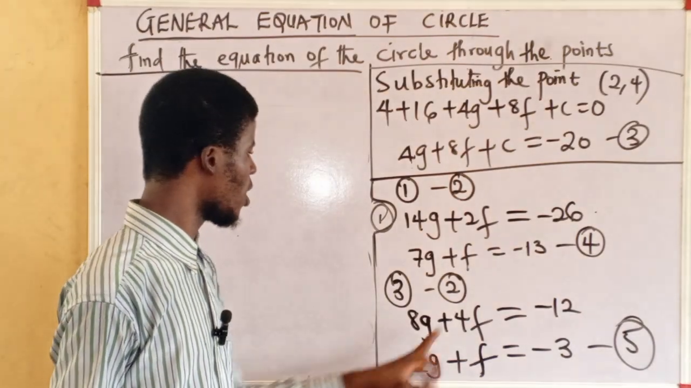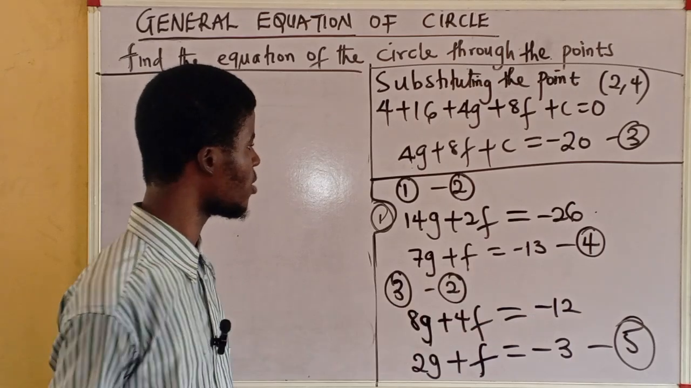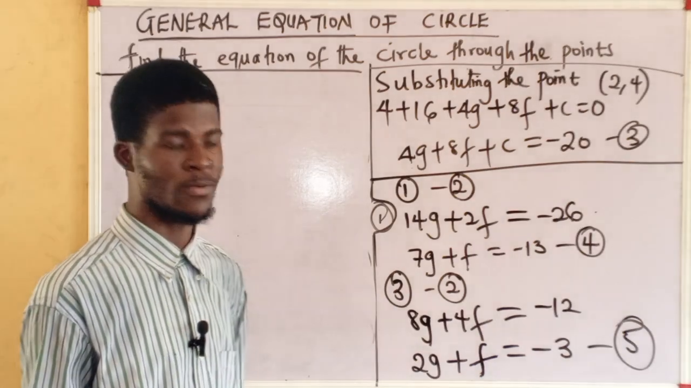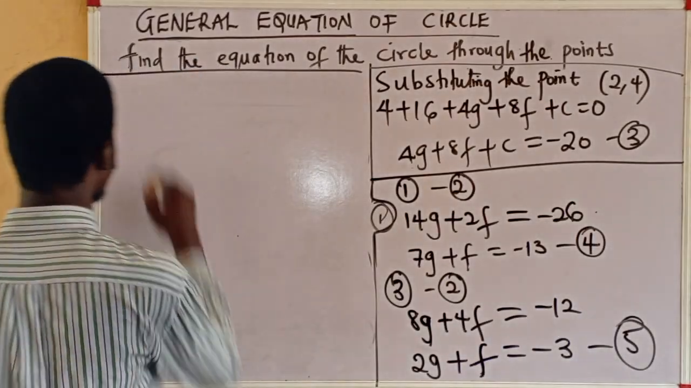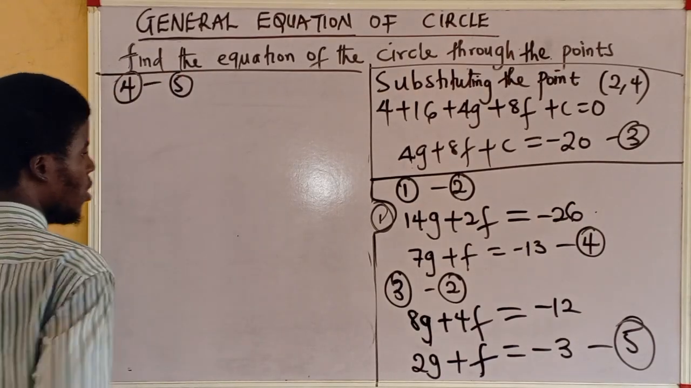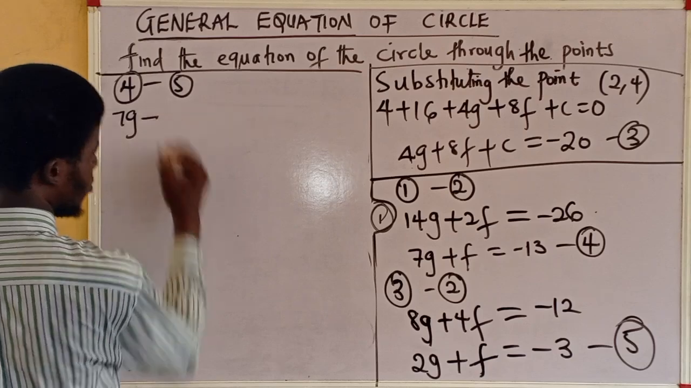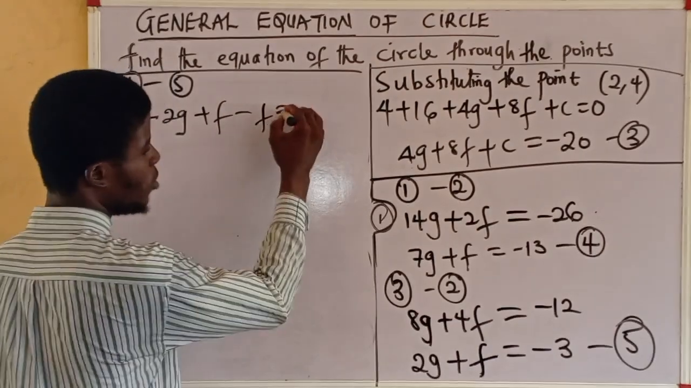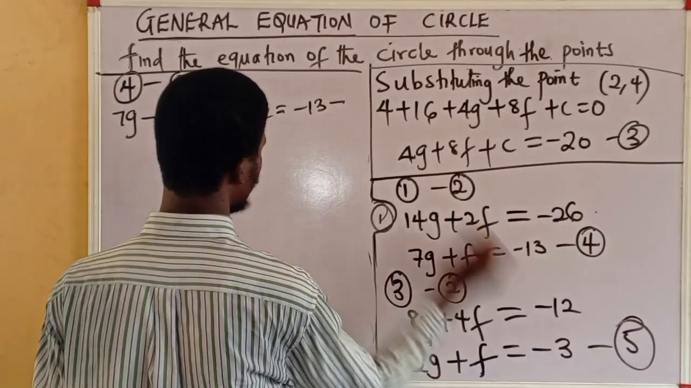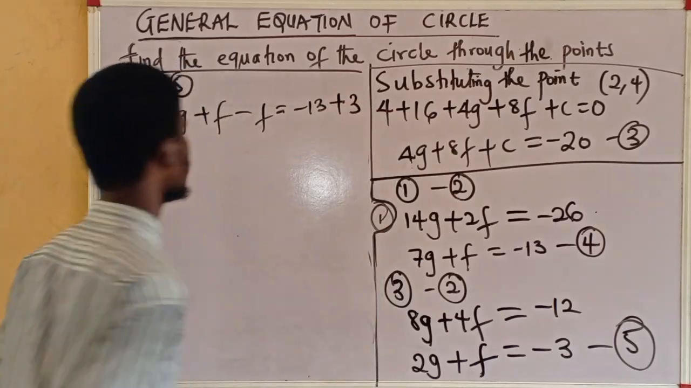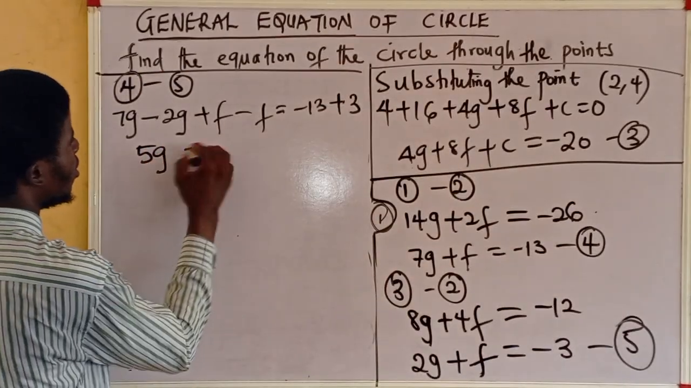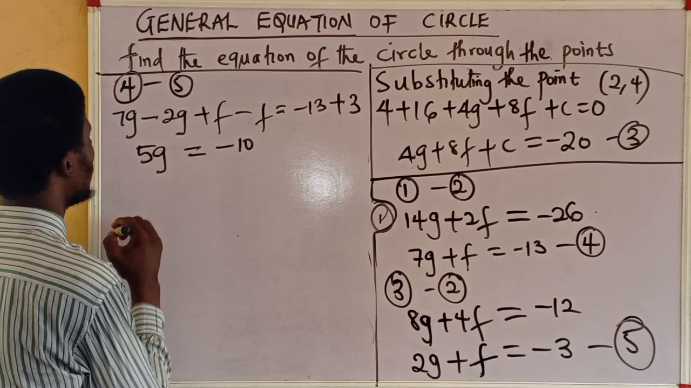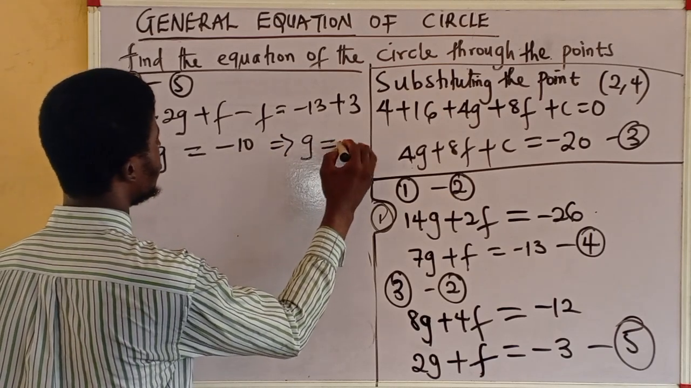Looking at equations 4 and 5, we can easily solve by elimination. That's the method of elimination. f can easily be eliminated if we just subtract equation 4 from 5, or subtract equation 5 from 4. So let's say equation 4 minus 5. Subtracting 5 from 4, we have 7g minus 2g, plus f minus f, equal to minus 13 minus 3, which actually gives us plus 3. So this is 5g equal to minus 10. Minus 13 plus 3 is minus 10. If I divide both sides by 5, it implies that g is equal to minus 2.